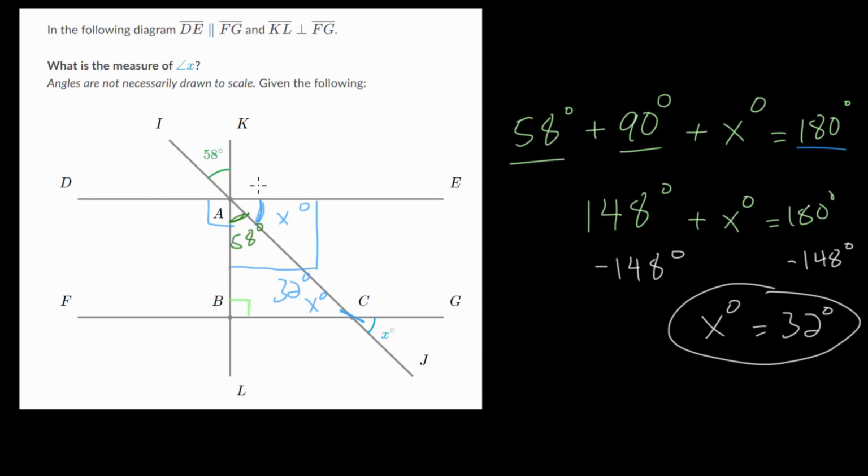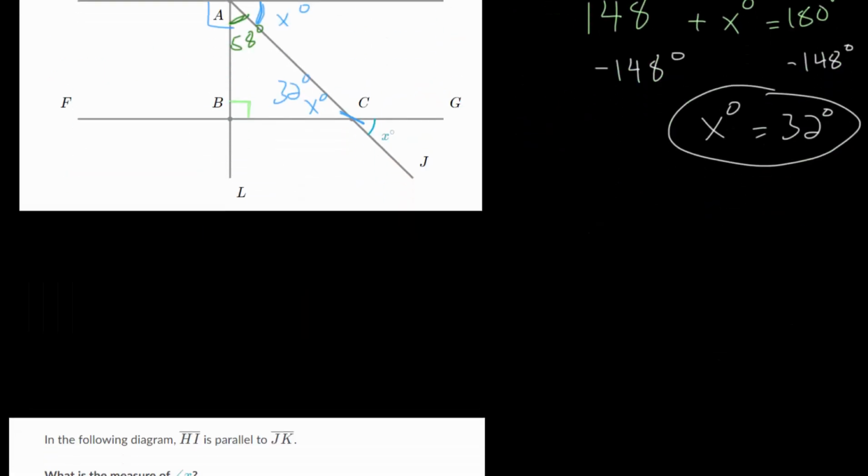So you can put a big box around that if you want. But the main idea is that X and 58 are complementary. So X plus 58 degrees is equal to 90 degrees. And of course, subtracting 58 on each side gives us 32 degrees. So it's just another way to find the same value. So let's look at one more example problem.